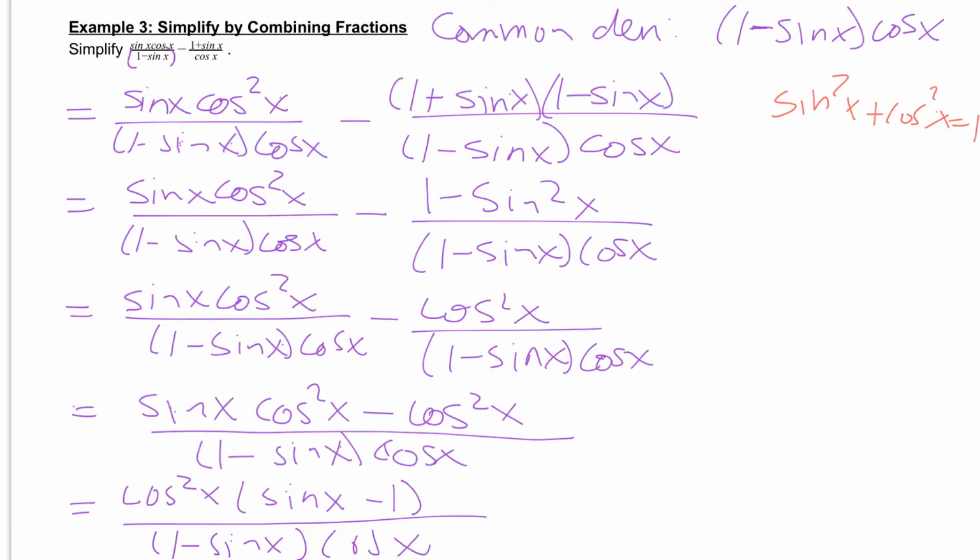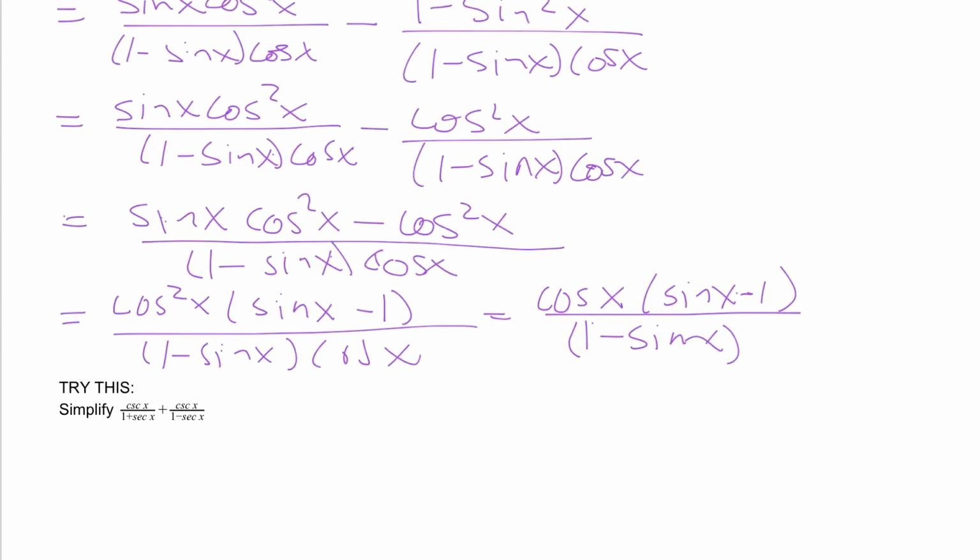Now if I take a look at the top and the bottom, one thing I can definitely cancel out, now that I'm multiplying this by this whole thing, and I'm multiplying this cosine x by this whole thing, I can cancel out one of these cosines. And I'm going to do that first. So I'm going to get just a cosine x on the top times sine x minus 1 over 1 minus sine x. And then one thing that you should start to recognize is that these two expressions are very, very similar. Sine x minus 1 and 1 minus sine x.